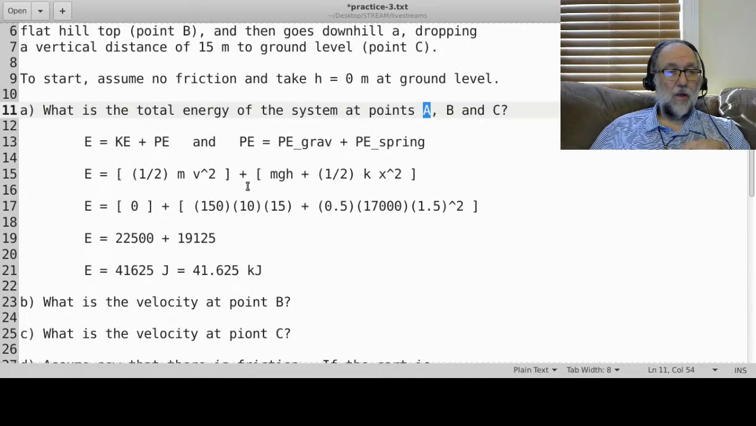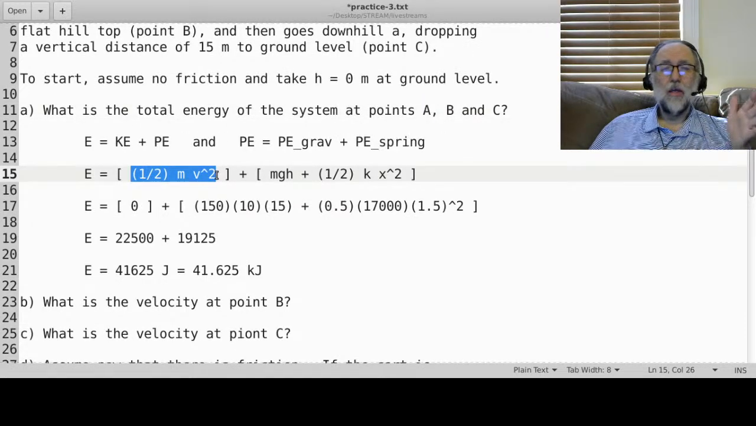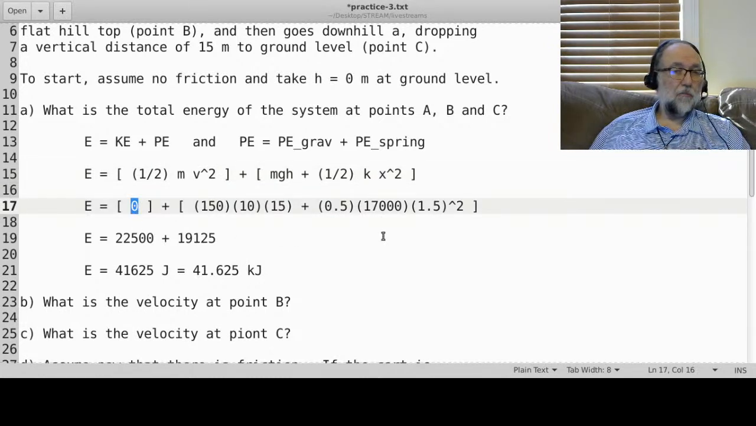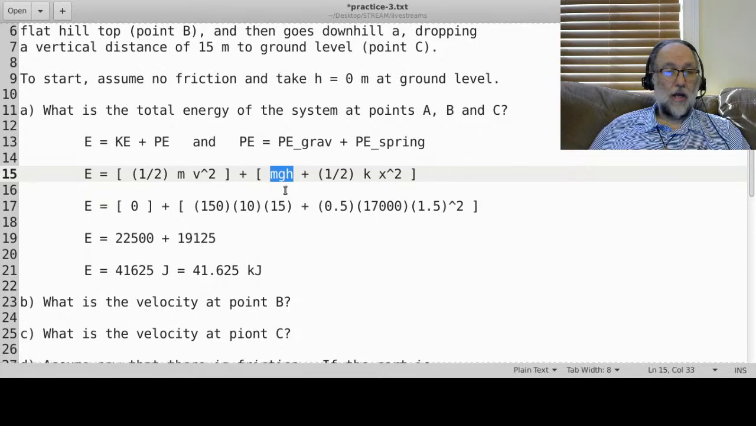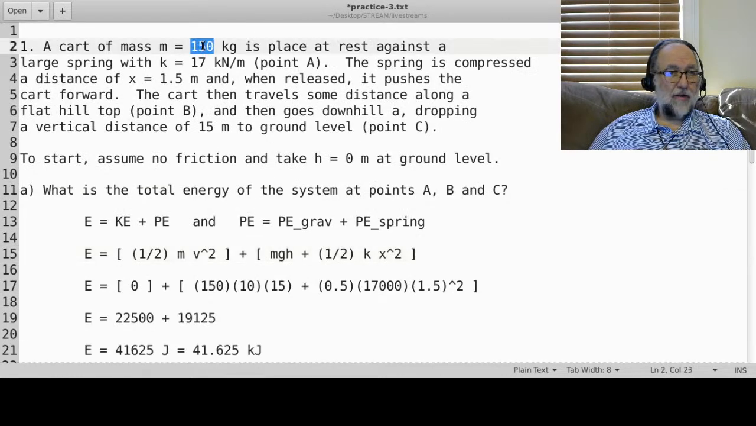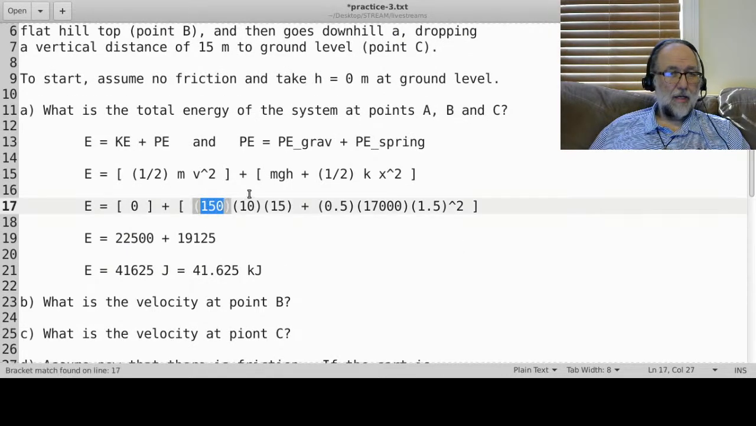And so at point A, you say, well, okay, what's the kinetic energy at point A? It's not moving when it's squished up against the spring. So just imagine that the spring is compressed and the car is just sitting there waiting for someone to pull a trigger, but it's not moving. And if it's not moving, the velocity is 0. And if the velocity is 0, the kinetic energy is 0. Okay, mgh, well, the mass I tell you is 150 kilograms, so there's the mass.